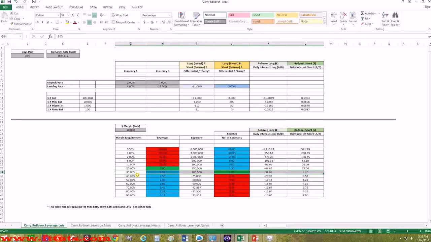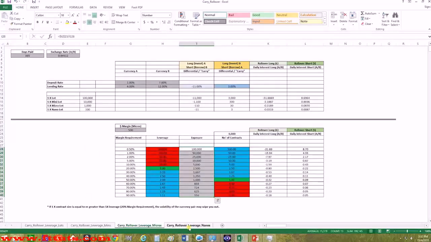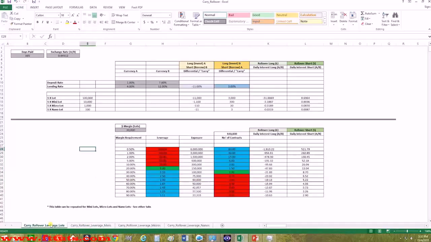So we've also marked up this area here because the red zone, you can't really put these trades on because it's not equivalent to one contract or above. And here you can. Here, if you wanted to take these position sizes, you'd have to redo the whole table for mini lots, micro lots, and nano lots. And we've got the numbers here for you. We've just changed the numbers in the table for you so you can see how it all works.